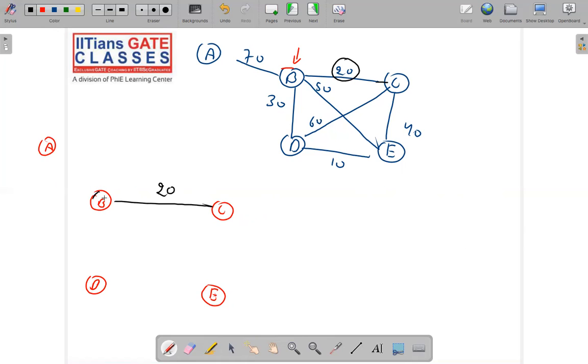Now we have two nodes, B and C. So we will consider all the edges attached to B as well as C. Let's see that. This is one, this is one more, and this is the one. Out of all these check marked edges, which is the minimum one? This is the minimum one, 30. So let's remove this check mark from here.